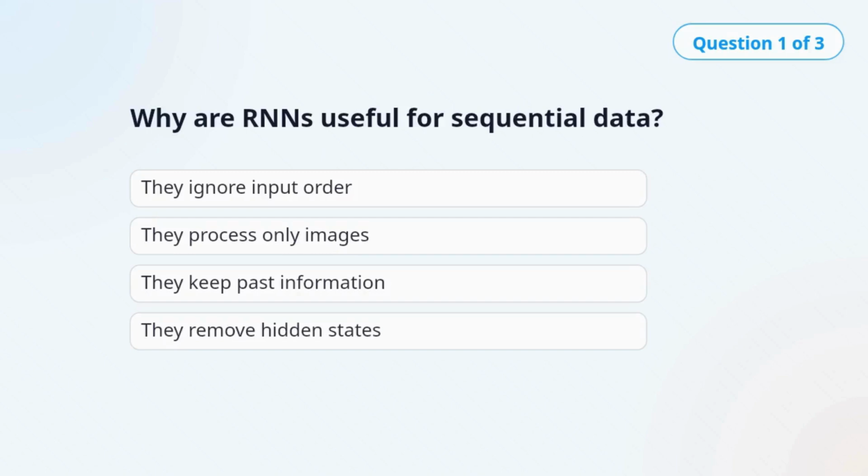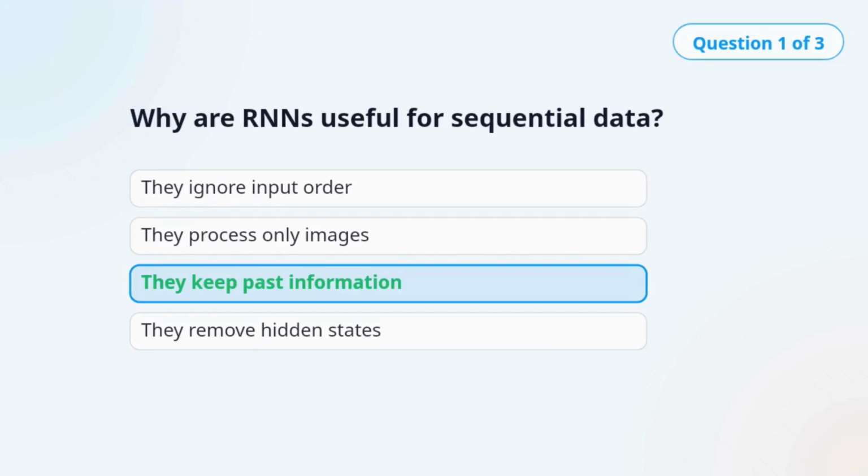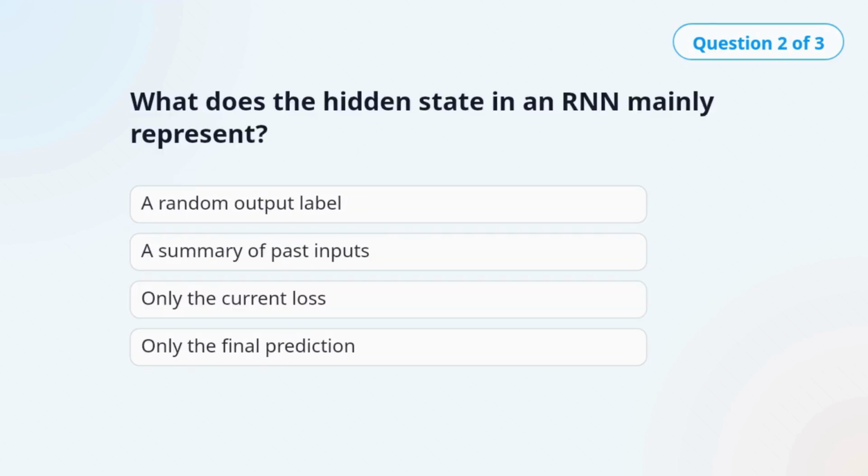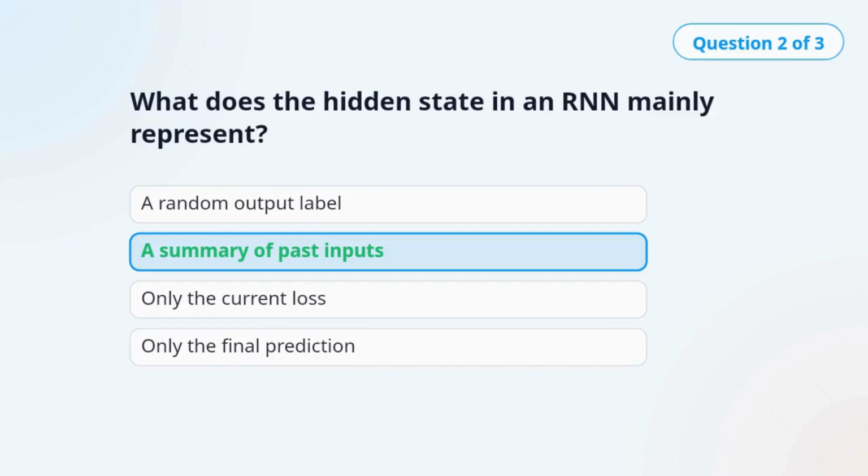Question 1. Why are RNNs useful for sequential data? The correct answer is, they keep past information. RNNs maintain a hidden state which helps them use earlier information while processing later steps in a sequence. Question 2. What does the hidden state in an RNN mainly represent? The correct answer is a summary of past inputs. The hidden state acts like memory, carrying information from previous time steps.